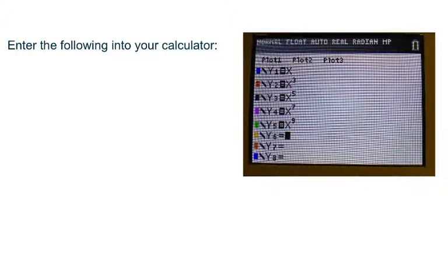Okay, now clear out your y equals, and I want you to put the following equations into your calculator. Go ahead and hit pause, get those in there, and then hit play again. So what do all of these equations have in common? Hopefully you're noticing that all of these degrees are odd numbers.